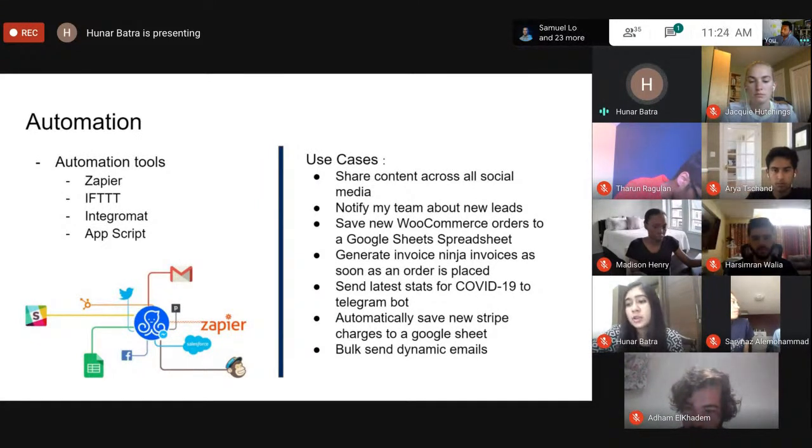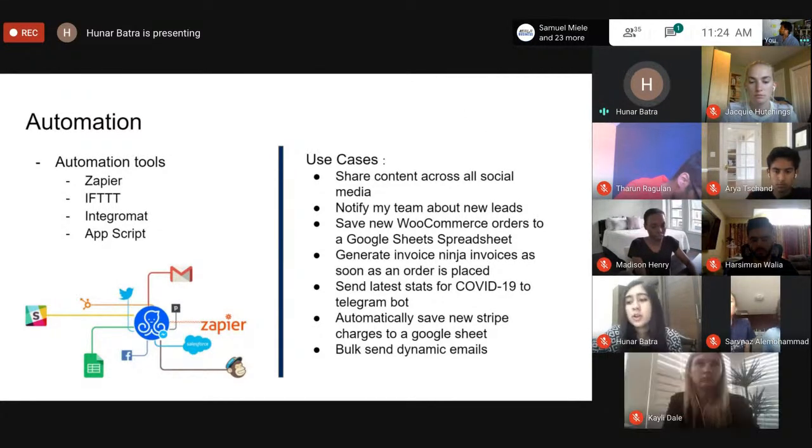If you're making a Telegram bot, you can connect it with Integromat and send the latest statistics for COVID on Telegram as well. You can even automatically save new Stripe charges to a Google Sheet. Basically, there are a lot of use cases with these tools. These are great tools that you can explore if you plan to automate basic stuff for your business.